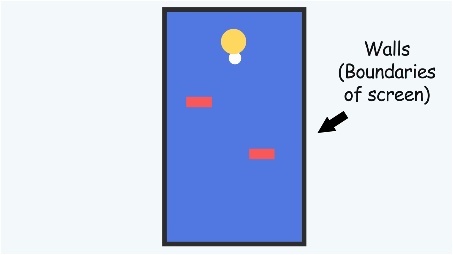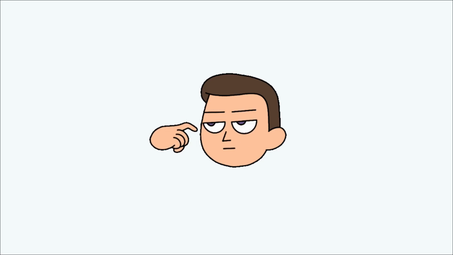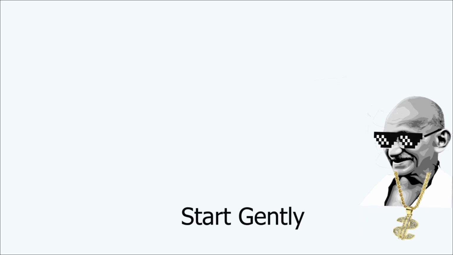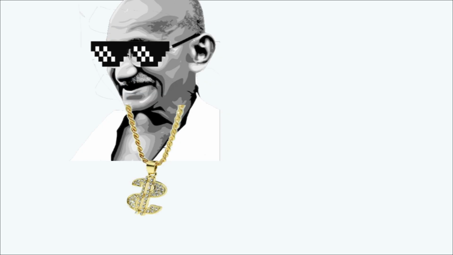The rules are pretty simple. The aim is for the white circle to reach the yellow circle, avoiding obstacles in between. Obstacles such as the wall, an object other than white and yellow circle. So I hope the rules are clear. The game is very simple, nothing fancy about it. And it's my first experience, so I can't be bothered that much. As Mahatma Gandhi once said, start gently. And you got my point.